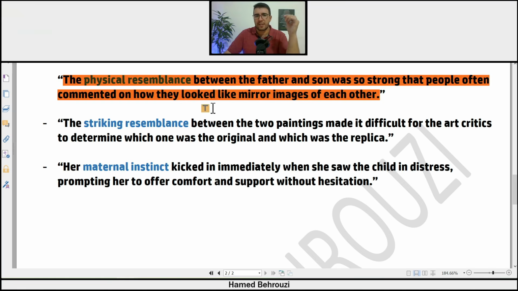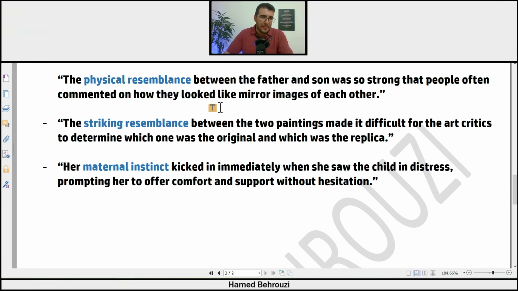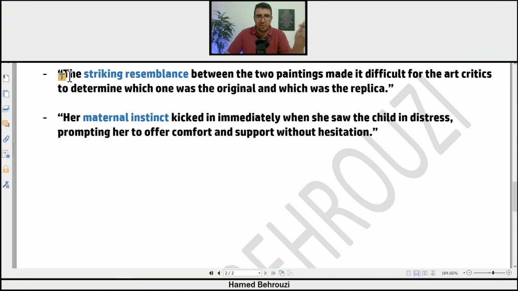It says the physical resemblance between the father and son was so strong that people often commented on how they looked like mirror images of each other. It's a good example. Here the words mirror images mean exactly similar. Mirror is used as an adjective here. It's like similar to each other. Then we get to the striking resemblance.